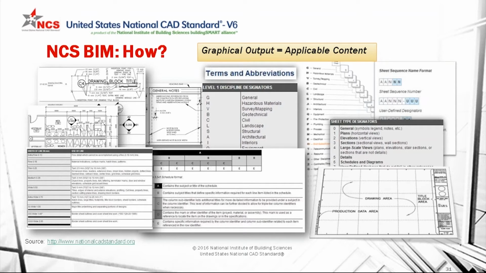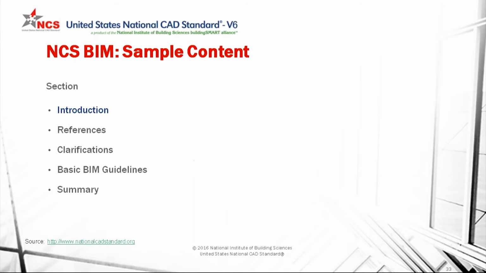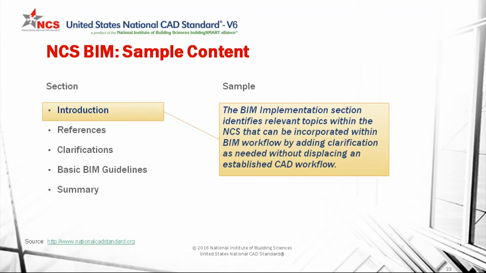So now we'd like to get into a little bit more of the details about what actually applies. I've provided a brief overview of the main sections of the NCS that Ed had discussed previously in the webinar. Implementation is a brand new section, and it contains 4 basic subsections of introduction, references, clarifications, and basic BIM guidelines. If we break those down just a little bit to give you an example, obviously time would not permit us today to give you all the content that's in this section, but we did want to give you a sample.